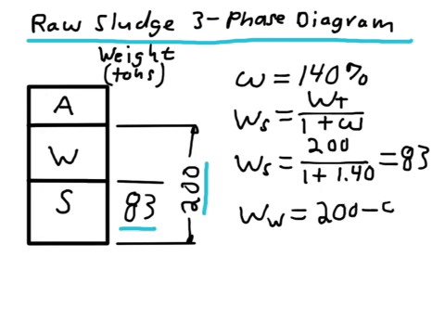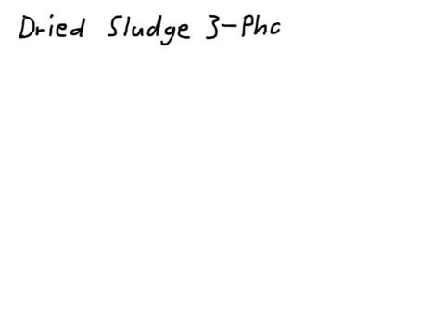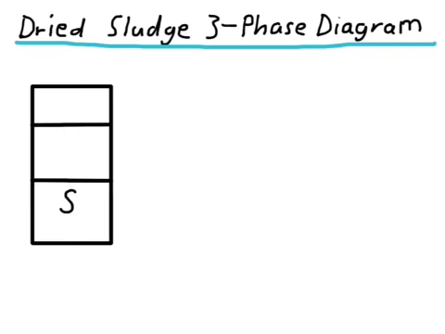Now it's pretty simple to calculate the weight of the water. That's just the difference between the total weight and the weight of the solids, and that's 117 tons. I don't actually need that number, but at this stage you might not have remembered that you didn't need it in the problem and calculated that anyway. So now let's look at the dried sludge three-phase diagram.